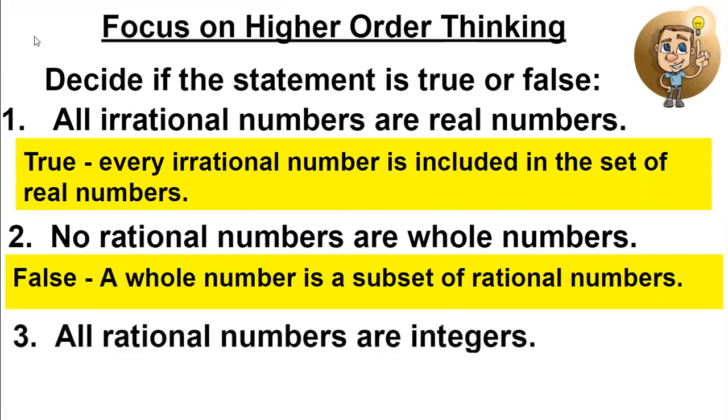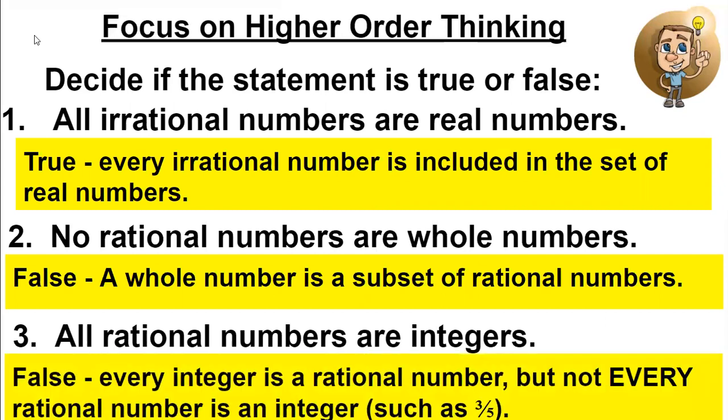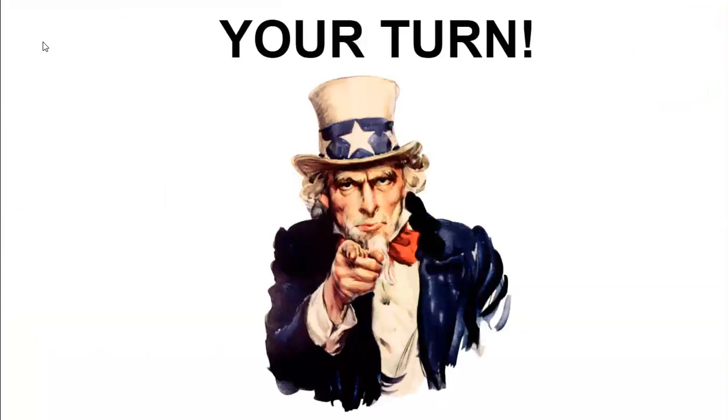Number 3, all rational numbers are integers. Are all rational numbers integers? Are all rational numbers negative whole numbers or positive whole numbers? False, right? Every integer is a rational number, but not every rational number is an integer. Think of 3/5. That's a rational number, but it's not an integer. So you got to keep those in mind when you're thinking through those. Now you get to try a couple true-false questions.